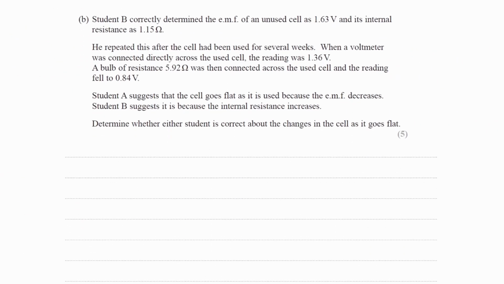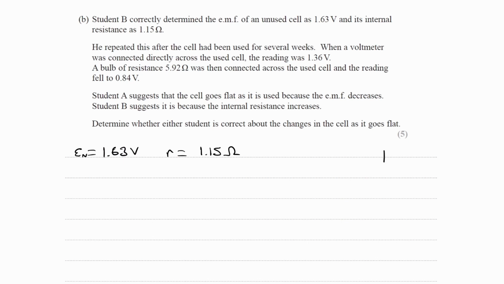Part B. So student B correctly determined the EMF of the unused cell as 1.63 volts. So for an unused cell, epsilon nu is equal to 1.63. That's the EMF. And its internal resistance is told to be 1.15. He then repeats the experiment for a cell that's been used for a few weeks. When he connects a voltmeter across the used cell, the reading is 1.36 volts. So that's the new EMF.